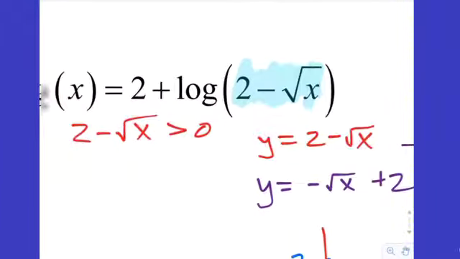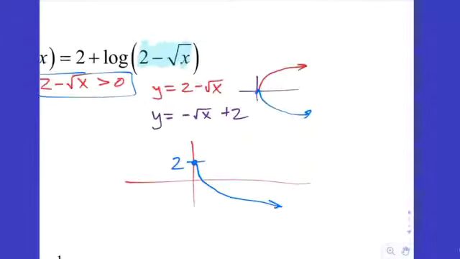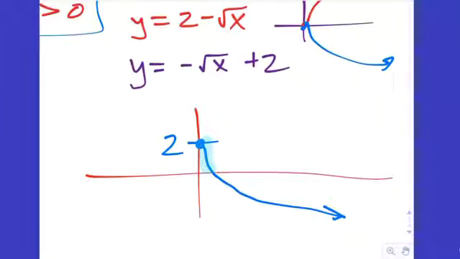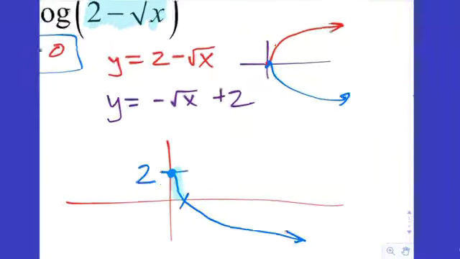Okay, now we need to answer the question. Go back to the original inequality. We want to know where that graph is greater than 0. That means we want to know where it's above the x-axis. That's in this tiny little interval right there. So not surprisingly, it comes down to finding the x-intercept. How do we find the x-intercept of this function?